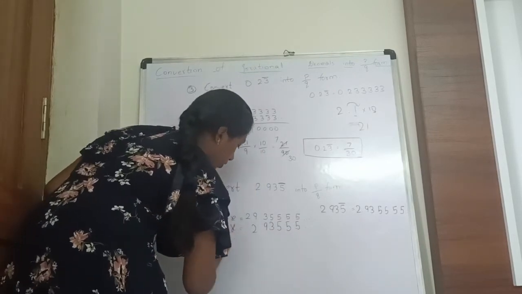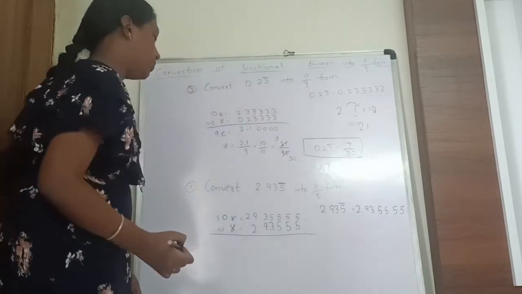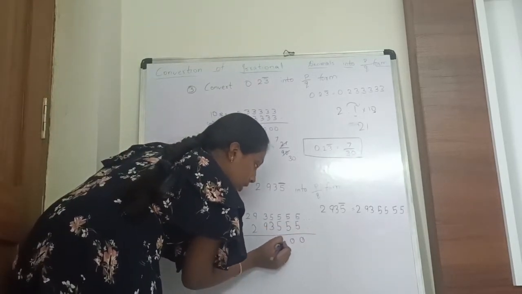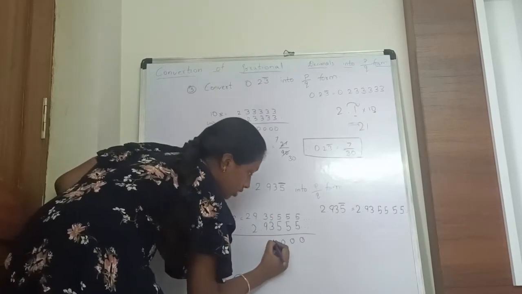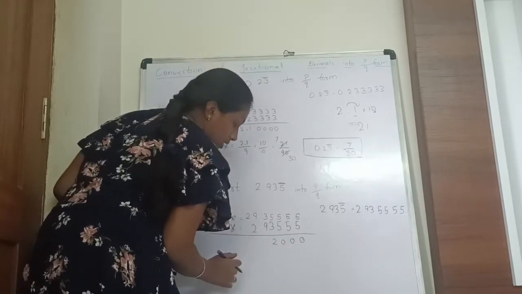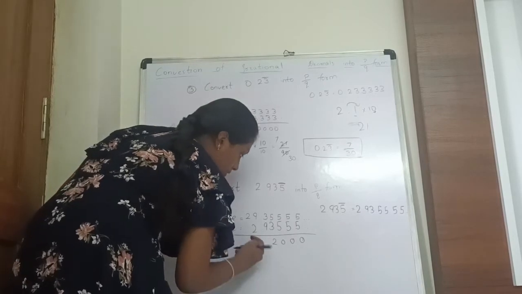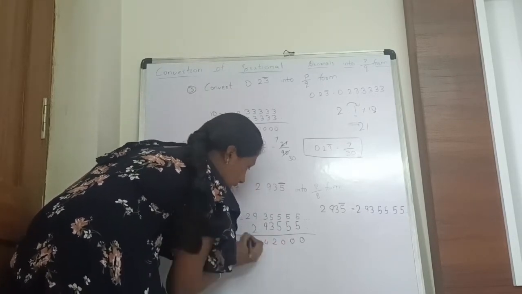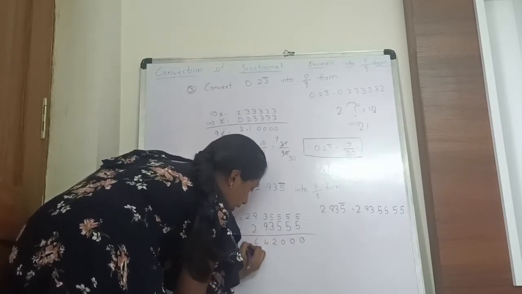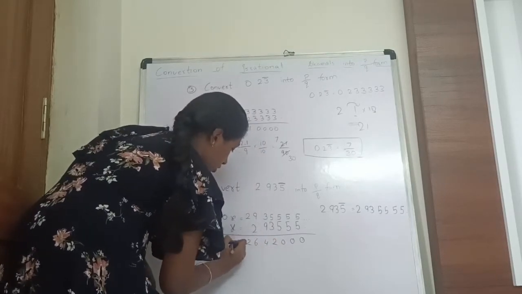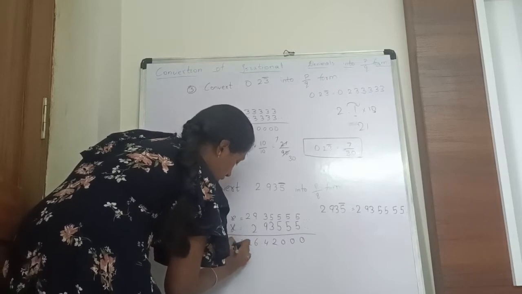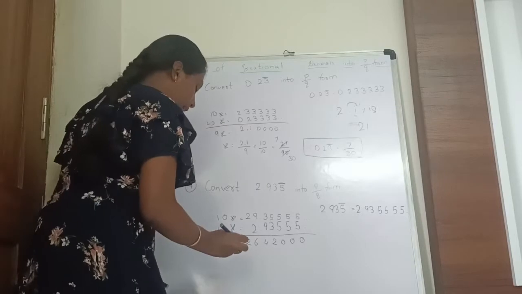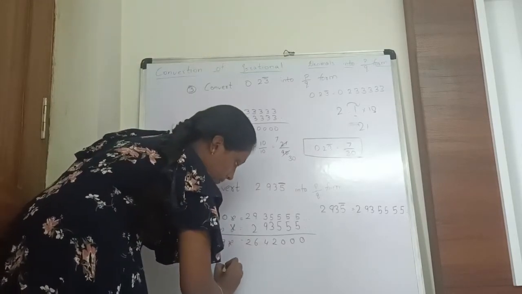So it's going to be 0, 0, 0, and 5 minus 3 is 2, and 3 minus 4 we can't, so we have to borrow. 13 minus 4 is 9, and this is going to become 8, 6 and 2. Yeah, this is going to become 9x. So this number we have got. Now x equals, 9 goes to the other side.